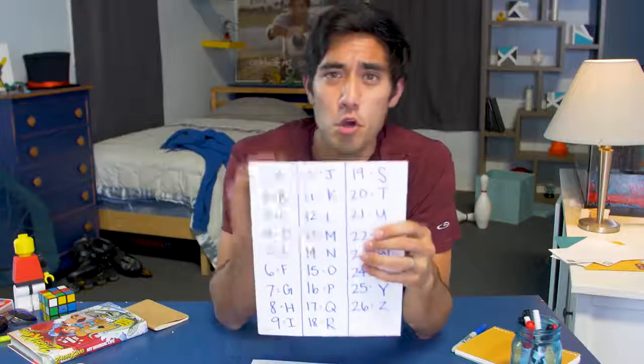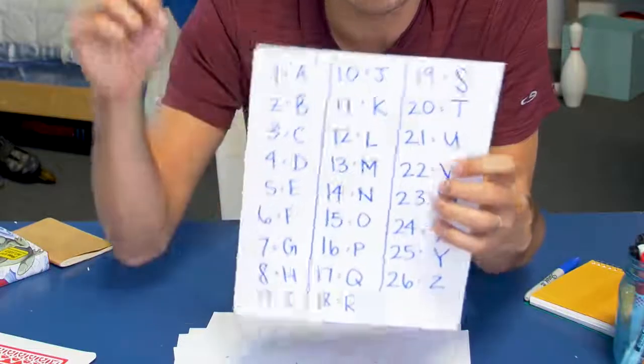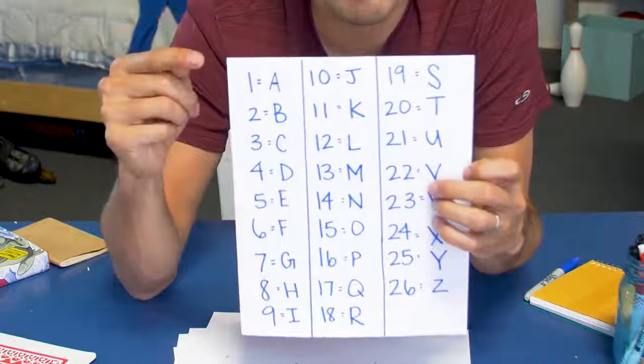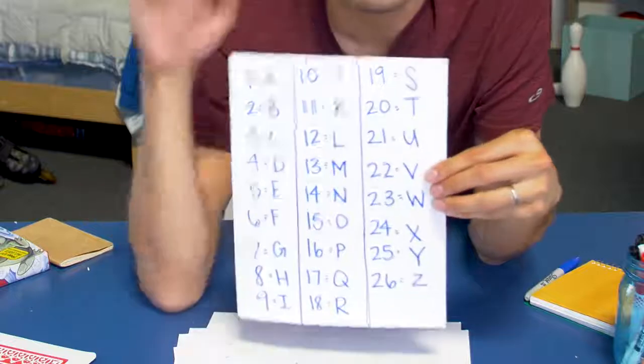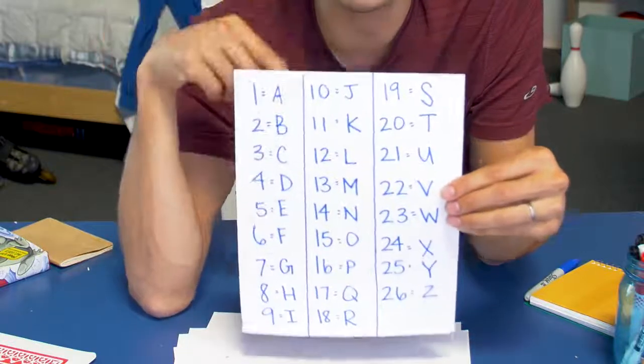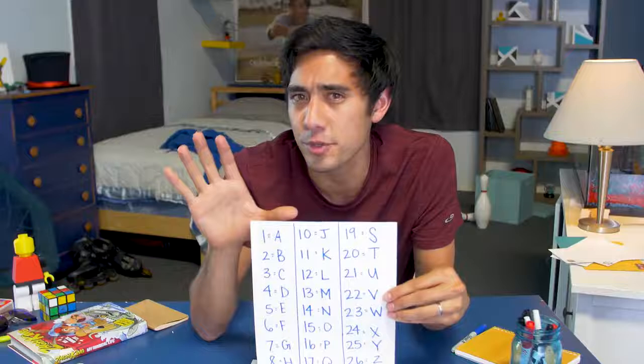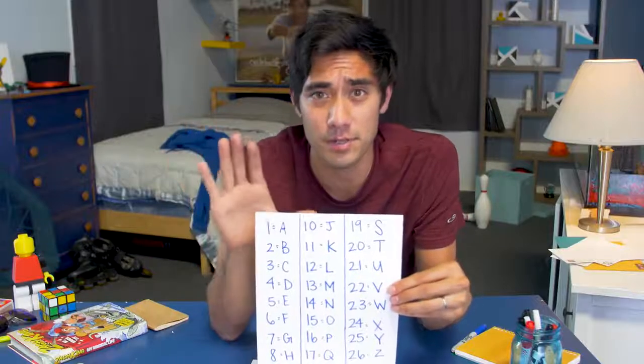Okay, so that leaves you with an alphabet correlation. So first letter A is number 1, 19 is S. Does that make sense? Good. Go find your number that correlates with a letter, take that letter and think of a country. Any country you can think of that starts with that letter.